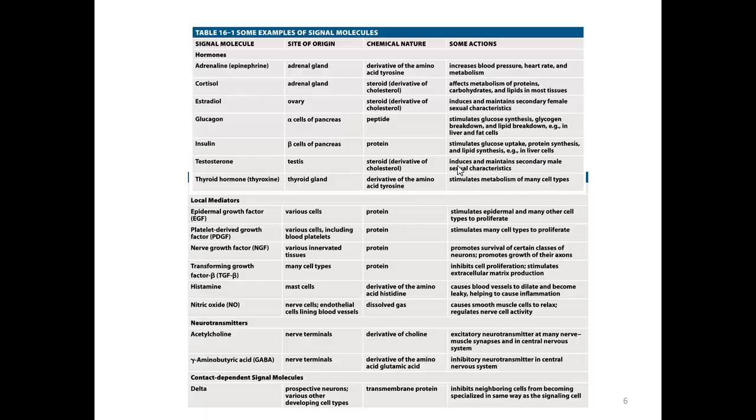I won't go into any of the details here. This is a table from your book, which just shows some examples of very important molecules which you've heard about and the role they play in signaling. I'll just highlight insulin, adrenaline, testosterone, various growth factors, and neurotransmitters.